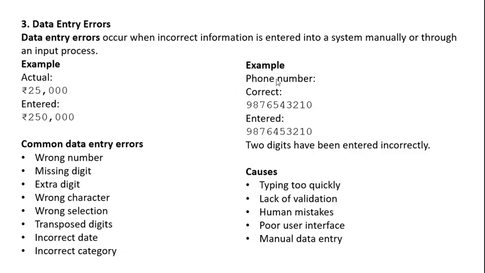For example, a correct phone number has 10 digits, but the number positions are changed, such as the fifth and sixth digits swapped, or two digits entered incorrectly. The causes are typing too quickly, lack of validations, human mistakes, poor user interface, and manual data entry.